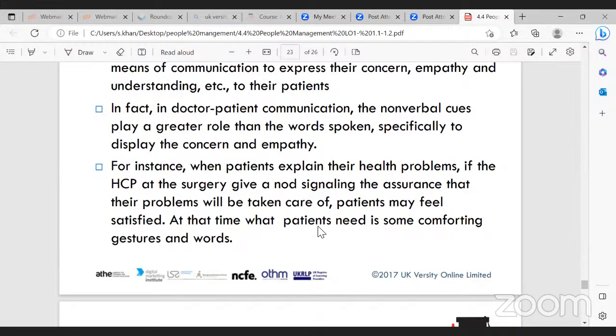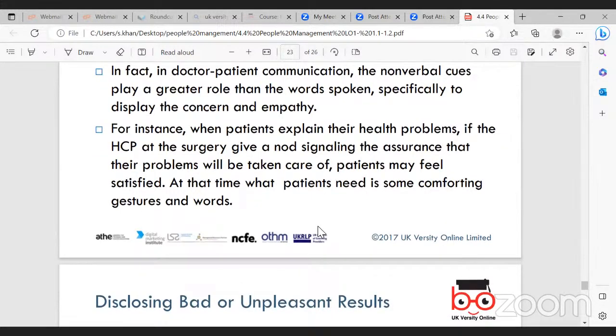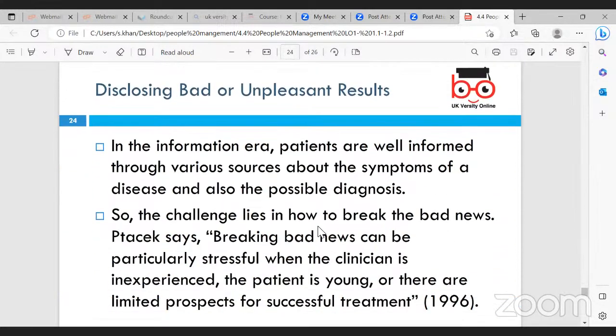and they feel more comforted as well. At times when patients need some comforting gestures and words, you want to try and make the patient feel comforted, but also you need to be empathetic towards what they are telling you, rather than rolling your eyes or having negative non-verbal communication. Disclosing bad or unpleasant results.